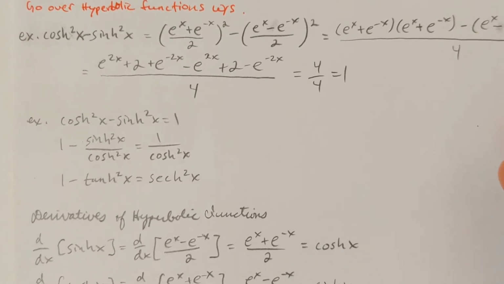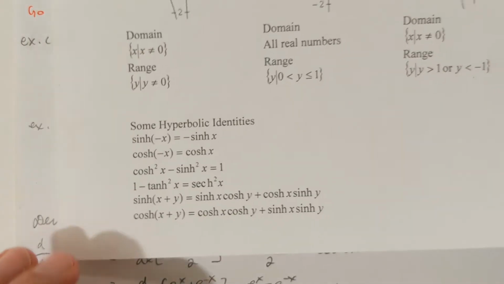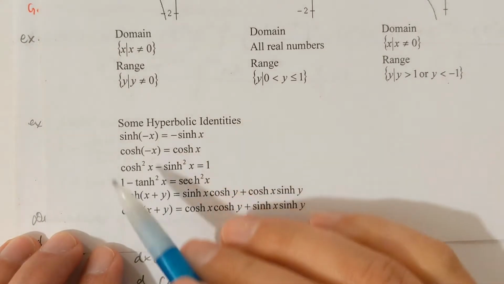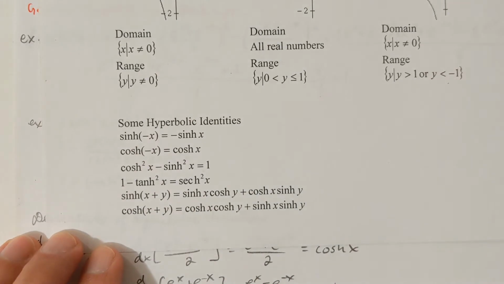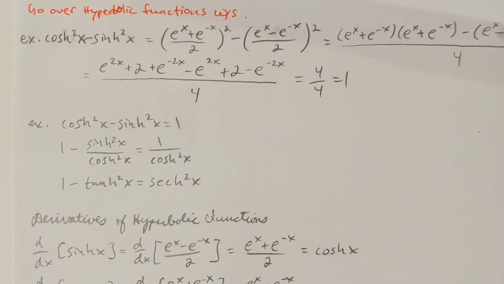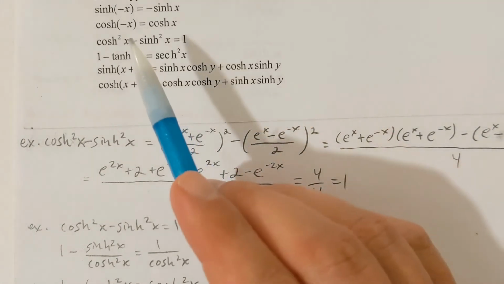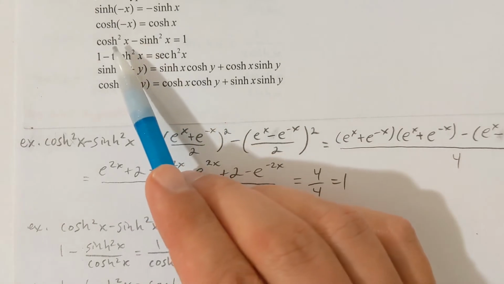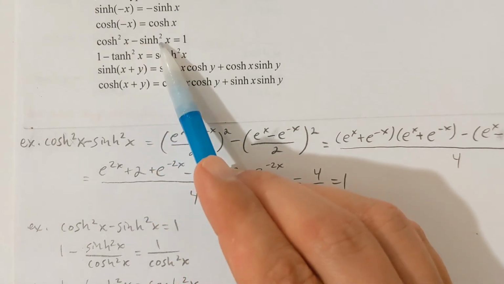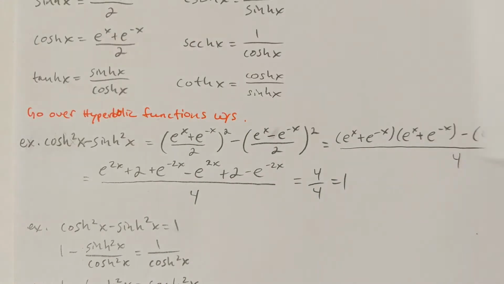There's identities for the hyperbolic functions, just like there's identities for the trig functions. On that handout, I've got some hyperbolic identities listed, some ones that we would use in this section, I guess. So one of them is hyperbolic cosine squared x minus hyperbolic sine squared x is 1. Okay, let's see where that is coming from.